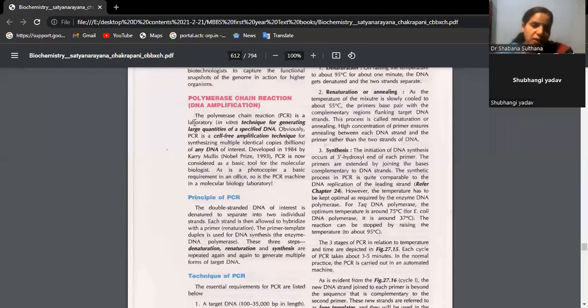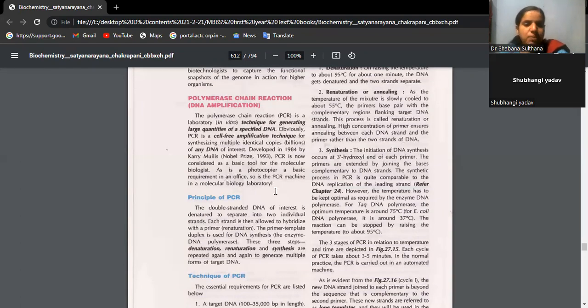Polymerase chain reaction is a laboratory, in vitro technique for generating large quantities of a specified DNA. You are synthesizing now in the lab. Obviously PCR is cell-free. It is not inside any living cell. It is in the laboratory. And it is a multiplication technique. That's what is called an amplification technique for the synthesis of multiple identical copies of any DNA of interest. That is the meaning of PCR.